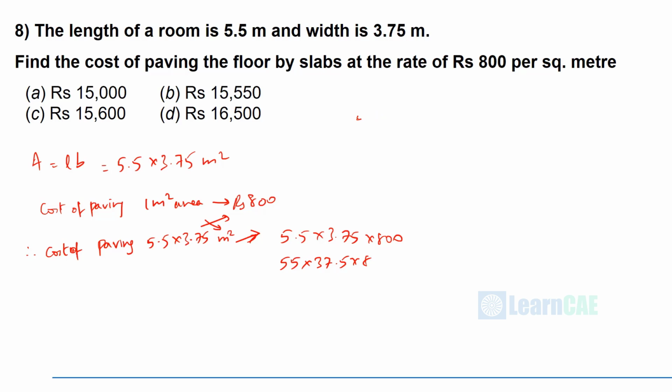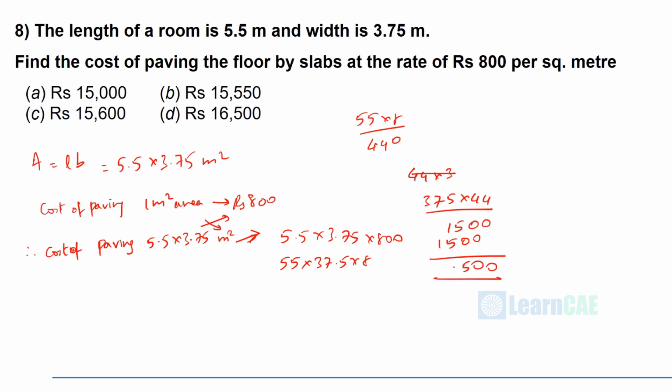Okay, 55 into 8: 5 8s are 40, 44. So we have to multiply this again. 44 into 375, multiply this way. 5 4s are 20, 7 28, 9 30, 3 4s are 12, 13 14 15. Similarly this is 1500. 0 0 5 6. So the answer is 16,500.